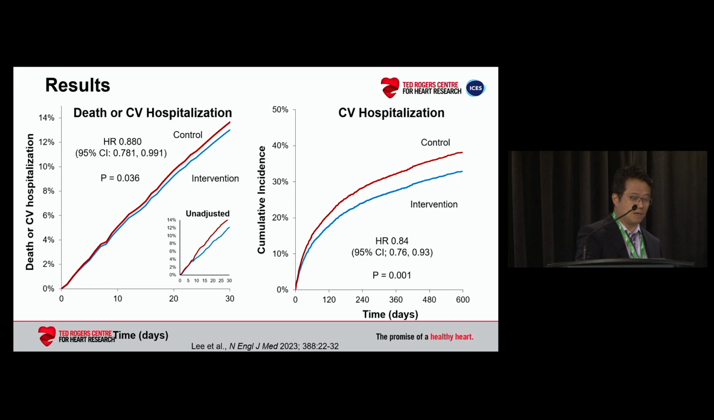The results of the trial were that there was a reduction in the primary outcome of death or cardiovascular hospitalization within 30 days. There was a 12% relative risk reduction, which was significant. The benefits were also maintained out to about 20 months. When we looked at hospitalizations, there was a significant reduction in cardiovascular hospitalizations, about a 16% reduction out to about 20 months. So we reached our primary endpoint, and there was the added benefit of reducing hospitalizations as well.